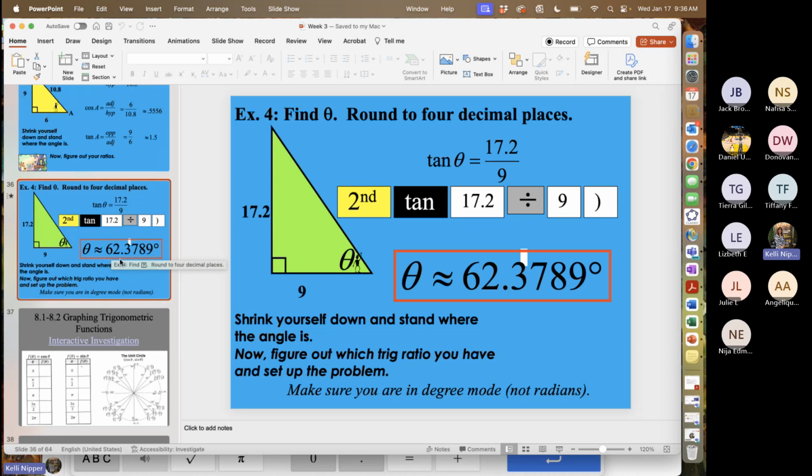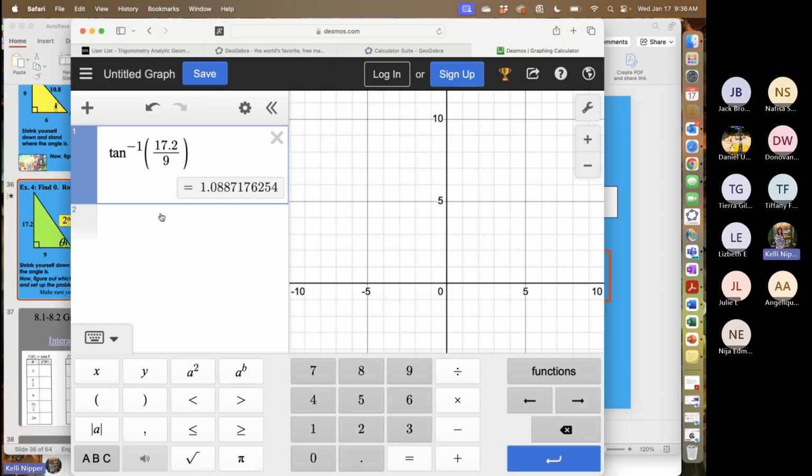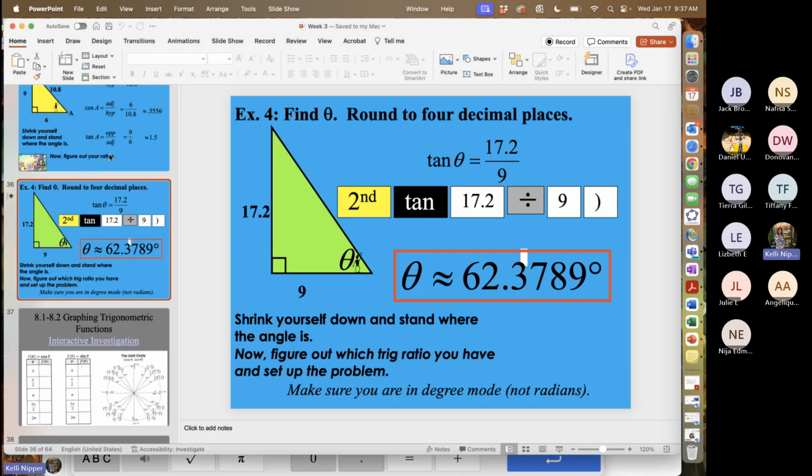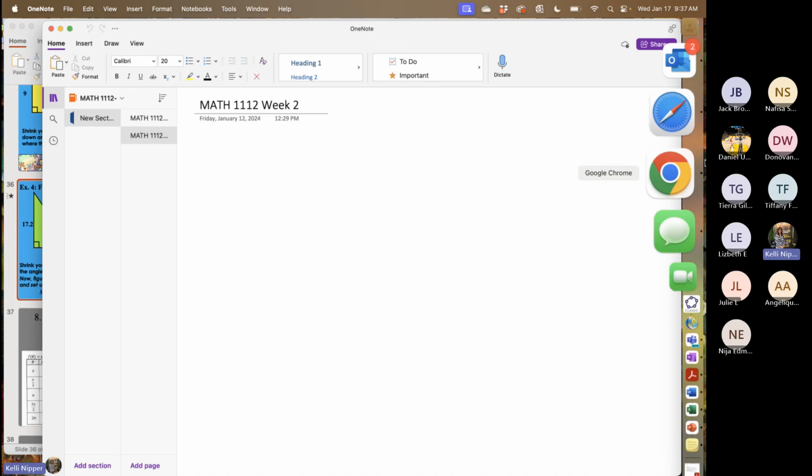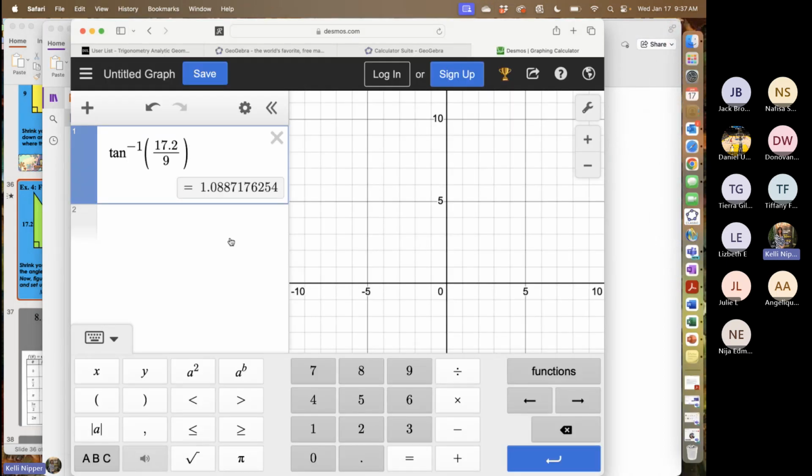And so I want to pause because I know what's wrong, but I want you to help me know what I did wrong. What is going on right here that would give me a different answer than what I want, even though I typed in tangent inverse of the 17.2 over 9, just like I wanted it to be. And the hint is that this is supposed to be 62.38 degrees, but I ended up with something that doesn't say 62.38.